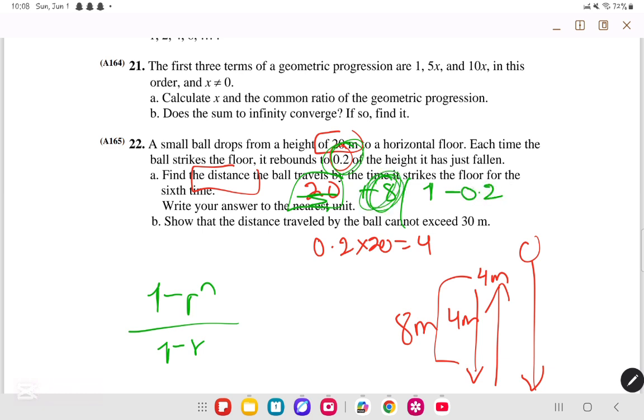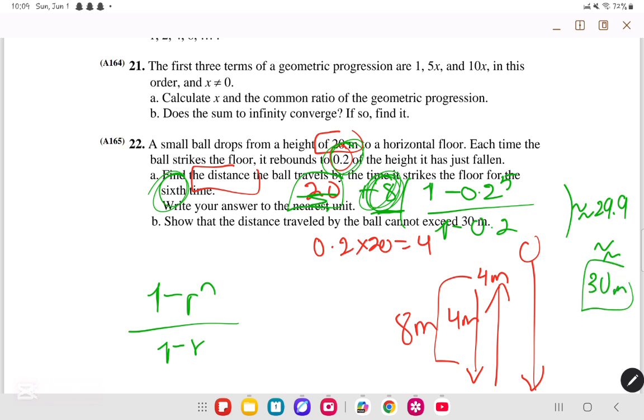This 8 is the first round, so it hits the floor how many times? 6 times. So 8 is the first time. How many are left? 5 are left. So 1 minus 0.2 to the power of 5 over 1 minus r, so 1 minus 0.2. Put it on your calculator: 20 plus 8 times 1 minus 0.2 to the power of 5 over 1 minus 0.2. You are supposed to get an answer which is approximately 29.9, rounded to 30 meters. So by the 6th time, it traveled 30 meters.